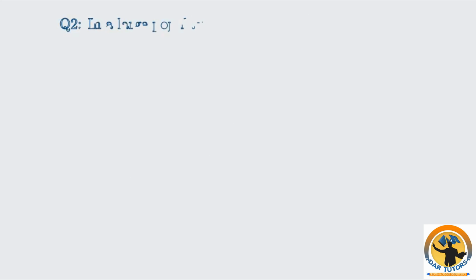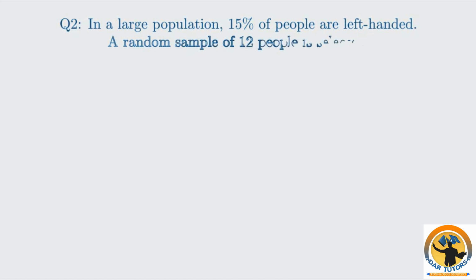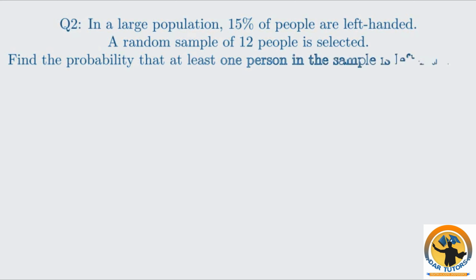Question 2. In a large population, 15% of people are left-handed. A random sample of 12 people is selected. Find the probability that at least one person in the sample is left-handed. Pause the video here to work on this one.